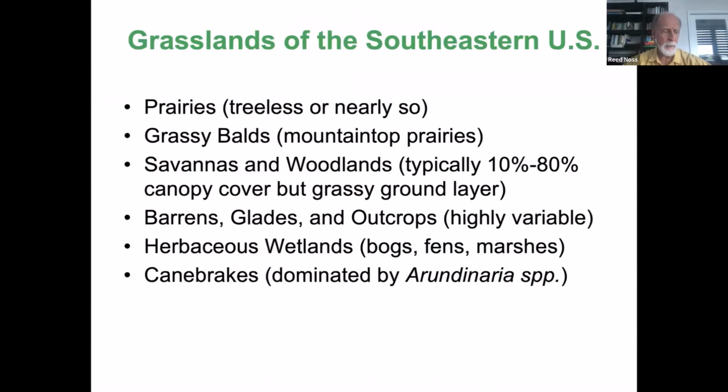We take at SGI a very inclusive definition of grasslands. So all of these types of systems, we include grasslands. Some are treed grasslands, others are treeless grasslands. So prairies, grassy balds, savannas, and woodlands. These would be open woodlands of the type Brice described that have enough openness of the canopy to allow a grassy ground layer. Barrens, glades, outcrops, herbaceous wetlands, and then a very odd system that I won't go into any further today, but canebrakes dominated by American bamboo, Arundinaria, which of course is a grass.